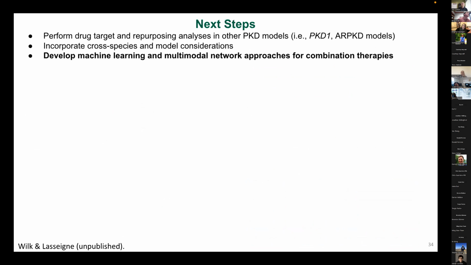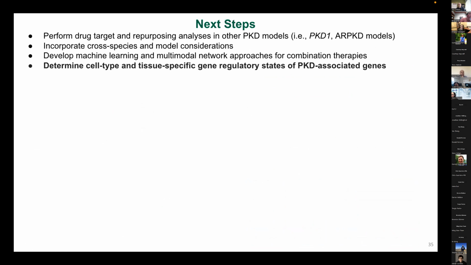So I mentioned that we're interested in trying to identify combination therapies. So we're working on machine learning and multimodal network approaches. And I have some backup slides we can talk about as a group if that's of interest. And also thinking about cell type and tissue specific gene regulatory states. So I mentioned at the top of the hour that PKD1 and PKD2 are widely expressed, as are the proteins. So we think it's really critical to try and understand that expression, because we can learn something about why some cells that do have changes in PKD1 or 2 are not showing a phenotype, or a molecular phenotype.